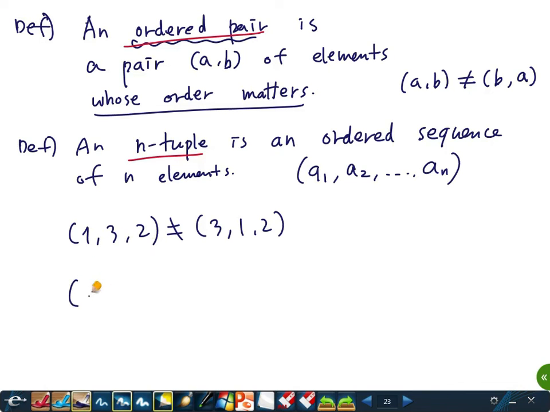And it's possible that we have repetition. This is an ordered pair. What is this? It's a 6-tuple. 1, 2, 3, 4, 5, 6 elements. There can be repetition. It's fine. All right. Any question? So using n-tuples, you can study the order of objects.